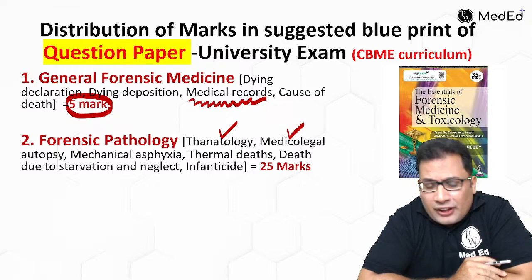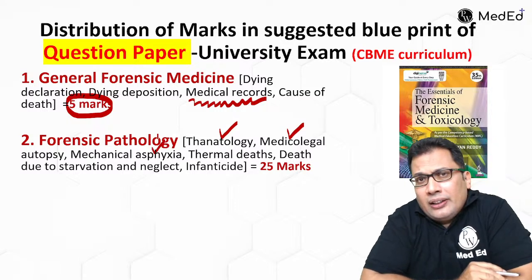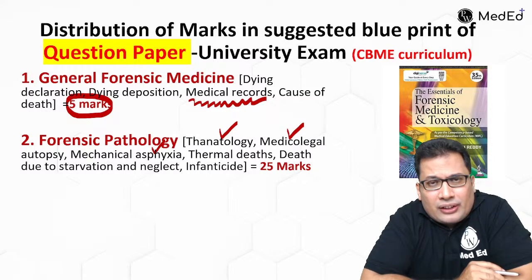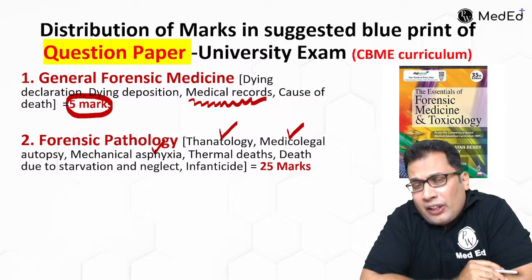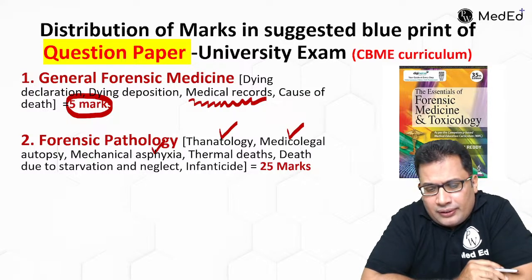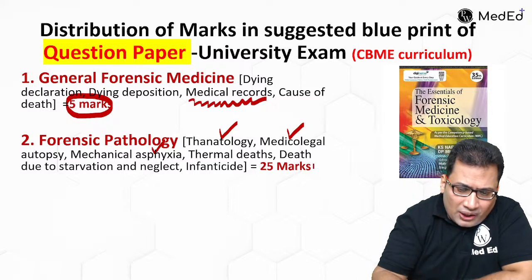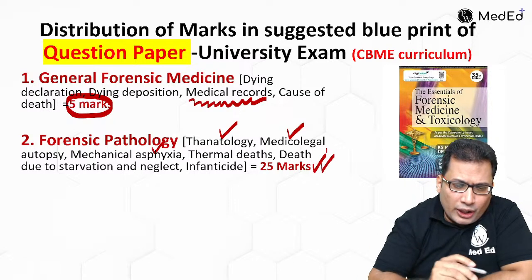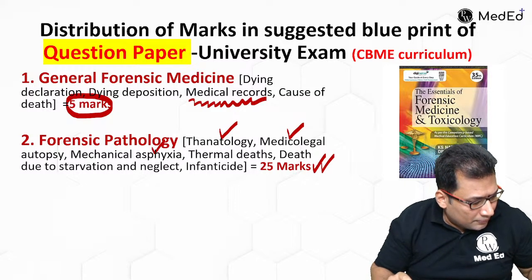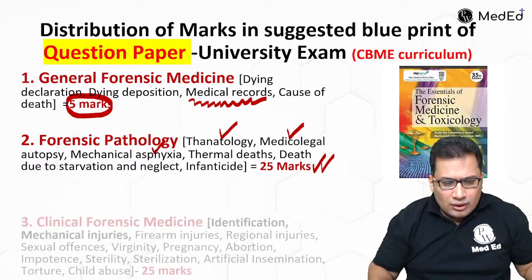Then mechanical asphyxia, one very important topic. Hanging, suffocation, drowning, strangulation are frequently asked questions. Thermal death, death due to starvation, neglect, infanticide, 25 marks. Okay, 25 marks.